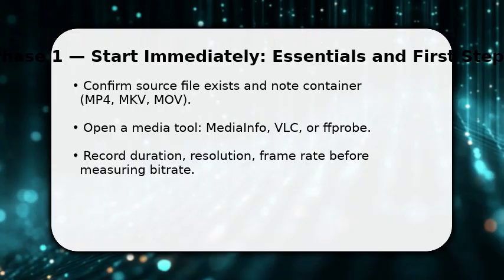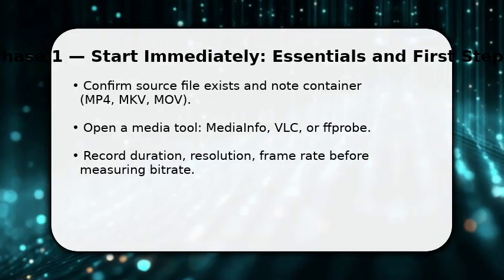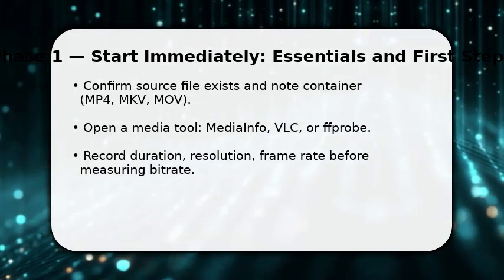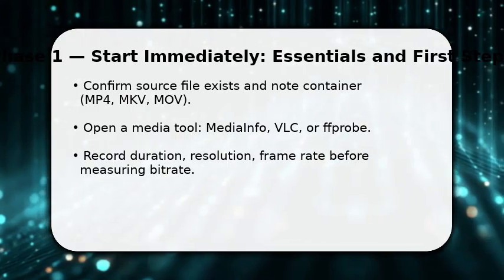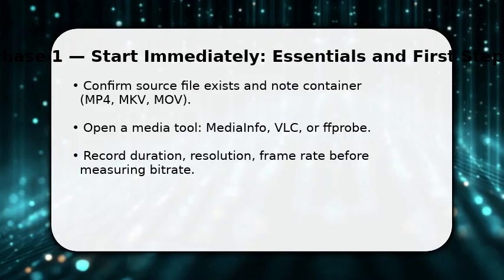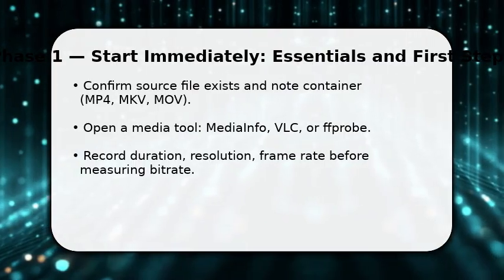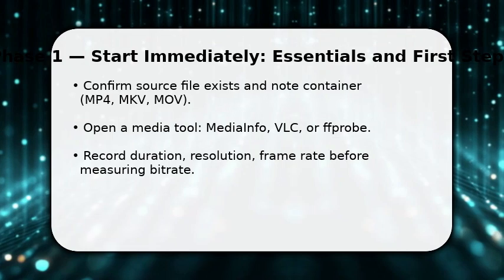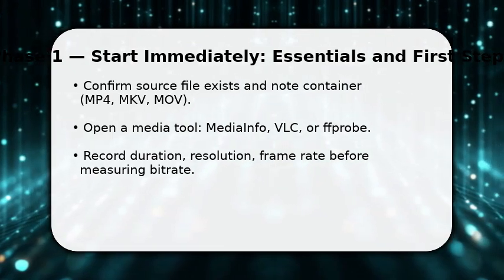Once open, check container, duration, resolution, and frame rate so you have context. This helps you interpret bitrate numbers later. Make sure to choose the primary video track and not audio or subtitle streams. That prevents confusion when you read the reported bitrates.